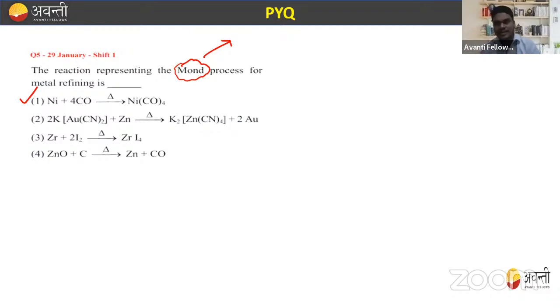Okay, I hope it is clear. Always remember this: whenever metal carbonyl formation takes place, that is nickel carbonyl.